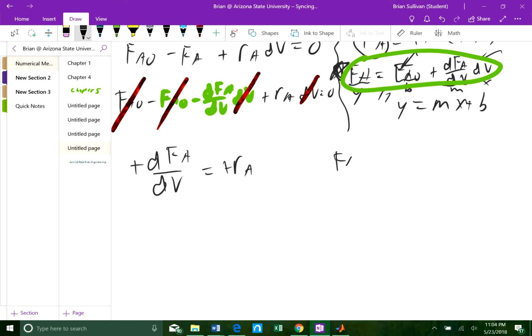So let's write FA in terms of conversion, right? So it's going to be FAO times 1 minus x. This gives you FA. And basically, I don't have FA over here. I have dFA. So basically what we got here is dFA over dx. That's what I want to get at.